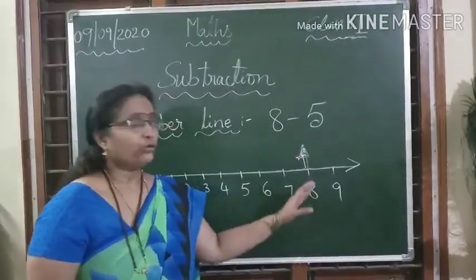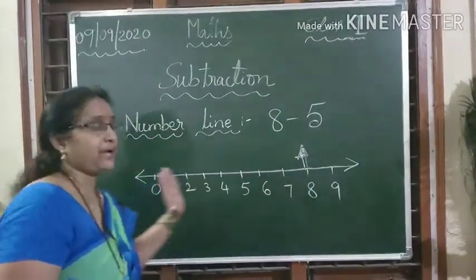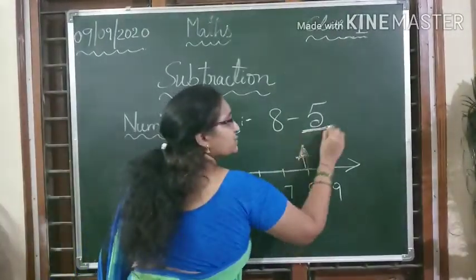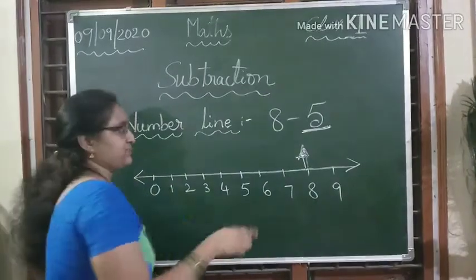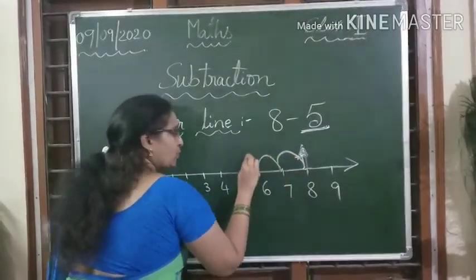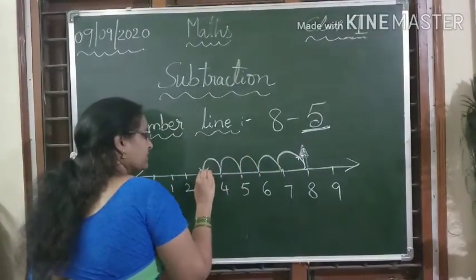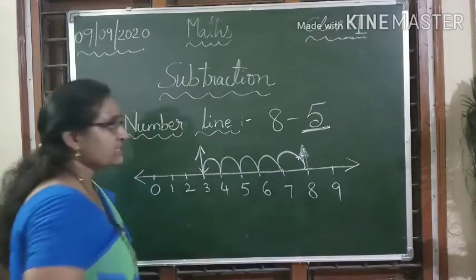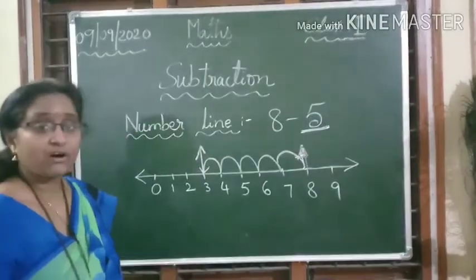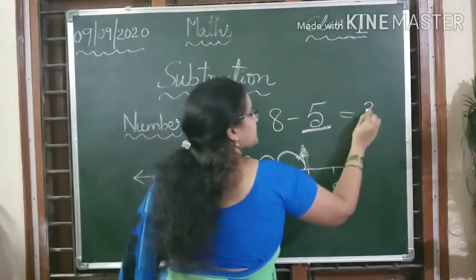And we have to move backward. That means left of the number line means this side, backward. How many steps we need to move? 5 steps. 1, 2, 3, 4, 5. So, after 5 steps, which number we got here? 3. So, that is the answer.